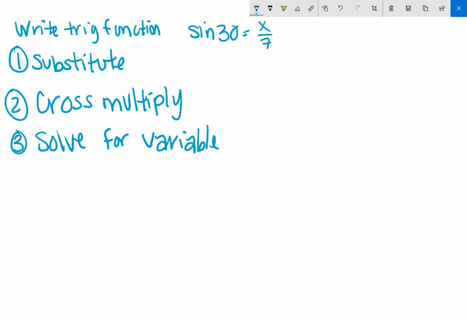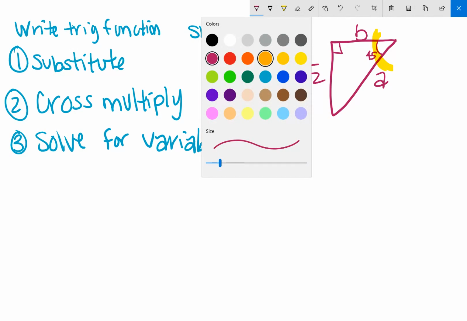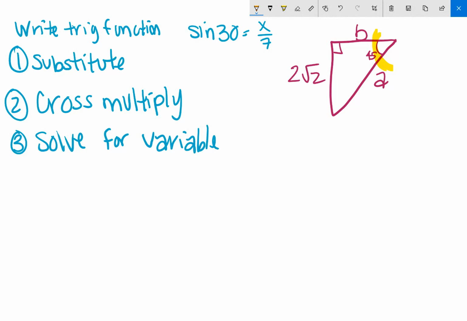Okay, so looking at the first one, we have this little triangle, and we have B, A, 2 square root of 2, a 90, and a 45-degree angle. And we want to find out what A and B are. For me, I prefer to focus on one angle. That way I can just label my sides and not have to think anything else of it after that. Looking at this, if I'm referring back to that 45-degree angle that I just highlighted, I know A is my hypotenuse, B is my adjacent, and 2 square root 2 is my opposite.